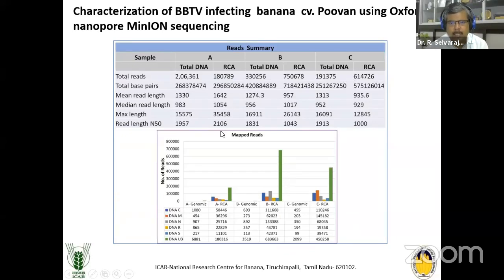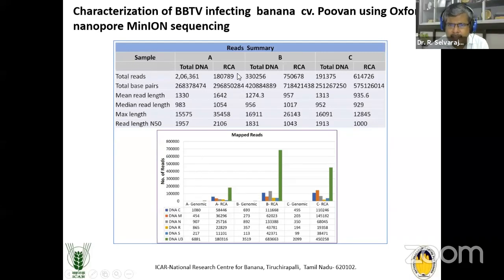We took three samples and could map the entire six components of the virus, with 99.9% accuracy, because the number of reads was very high. Another very important thing: when we used genomic DNA, we got very few reads. When we did enrichment through rolling circle amplification, we got a huge number of reads. Using genomic DNA, we could not do the characterization.